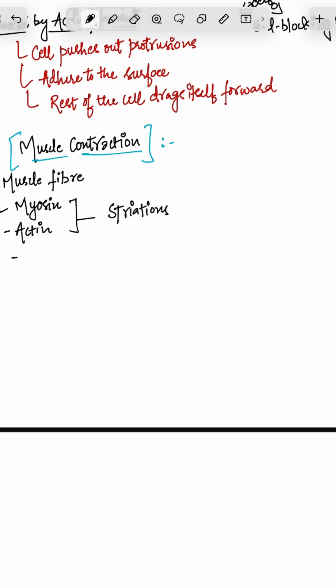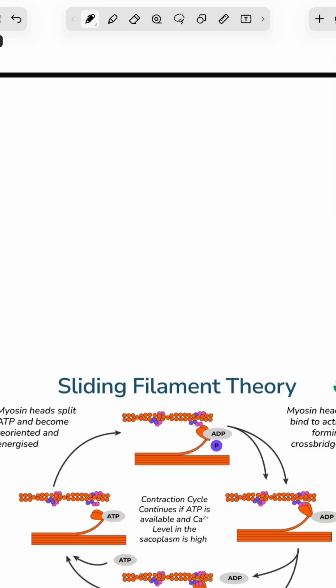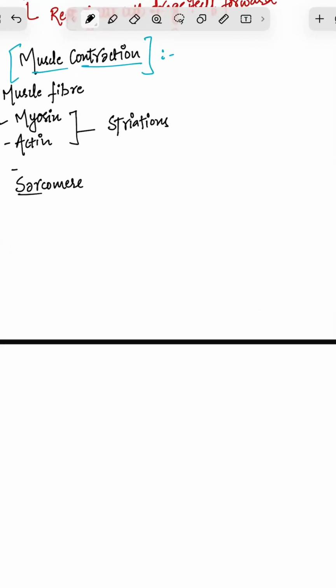Now the organization of these filaments produces striations. This unit is known as the sarcomere. So a sarcomere extends from Z line to Z line. Between two Z lines, a single sarcomere is made. So it is just a rough diagrammatic representation of how a sarcomere is formed, which is a single unit of muscle contraction and relaxation.